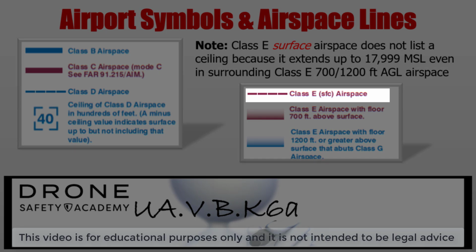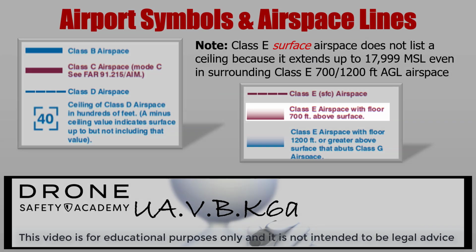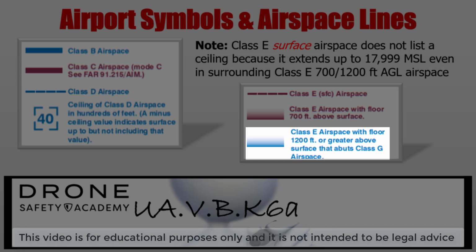That is to say that it goes from the surface up to 17,999 MSL. Next is a Class E airspace with a floor of 700 feet AGL. And the last one is a Class E airspace with a floor starting at 1,200 feet AGL.